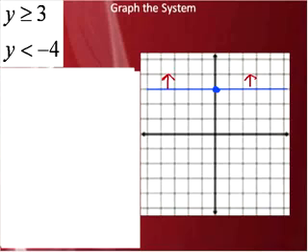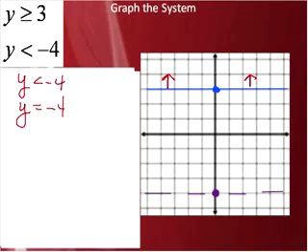Y less than -4. When I graph it, it'll be y equal to -4, and y equal to -4 would be a horizontal line going through -4 on the y-axis. Now this is less than, so it's going to be a dashed line going through that point. So I need to pick a test point again. I can use 0, 0. Gotta love 0, 0.